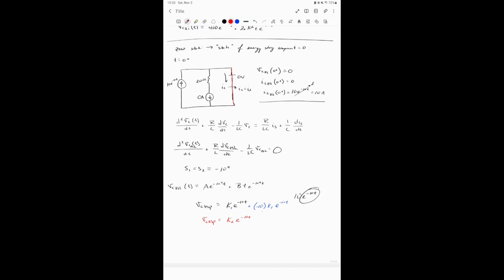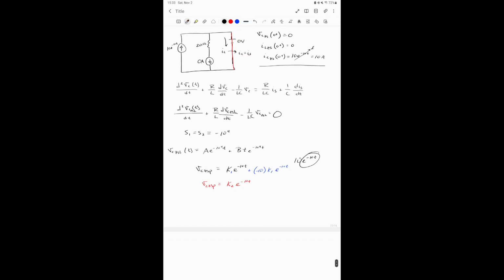So I'm going to erase all this, but this work is here so that you have everything. Actually, I'll just rewrite it down here. That way, if you're just copying stuff down, you have everything copied. But it's just going to be K e to the negative 10t. But that's why we only have 1K here.